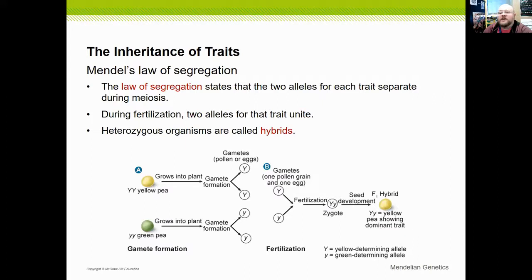Now, Mendel's law of segregation states that the two alleles for each trait separate during meiosis. So if you remember during meiosis, we saw those chromosomes pull apart. The two alleles are separated. During fertilization, two alleles for that trait unite. Heterozygous organisms are called hybrids. So when those things come together, we call that a hybrid.